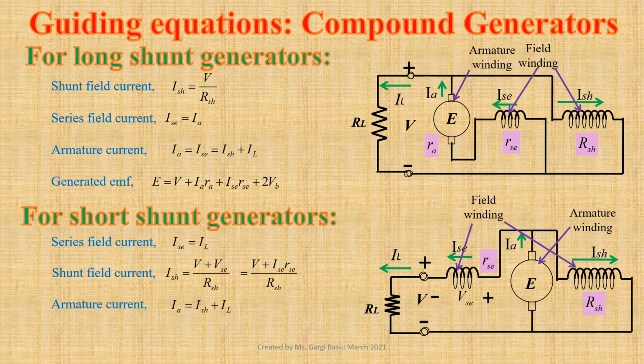Applying Kirchhoff's voltage law to the output loop, we get the expression for generated EMF E equals V plus IA RA plus IAC RAC plus twice VB, where RA is the resistance of armature winding and VB is the contact drop per brush.